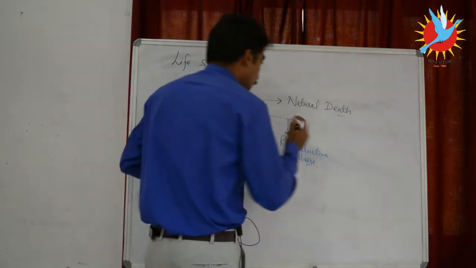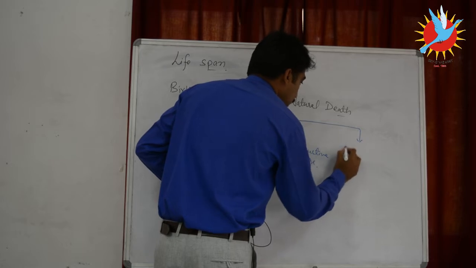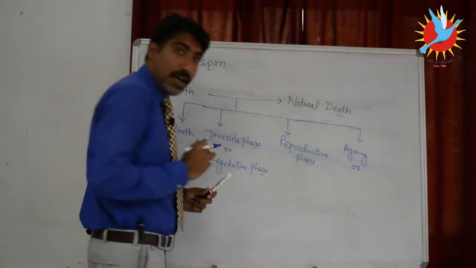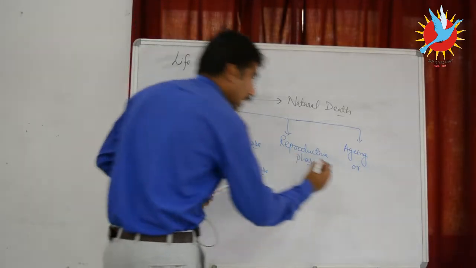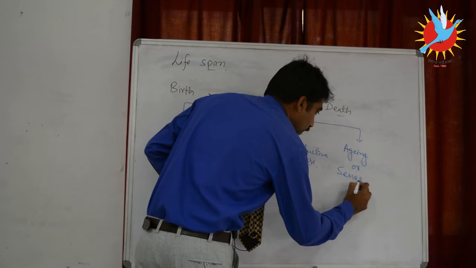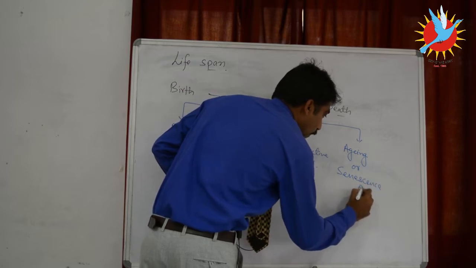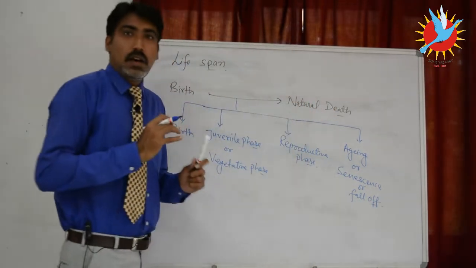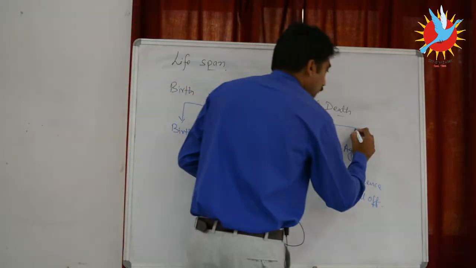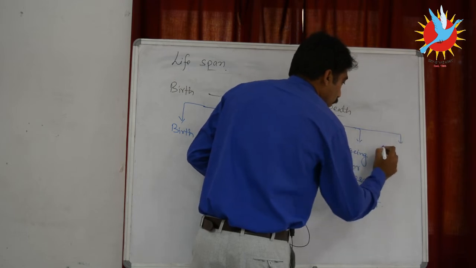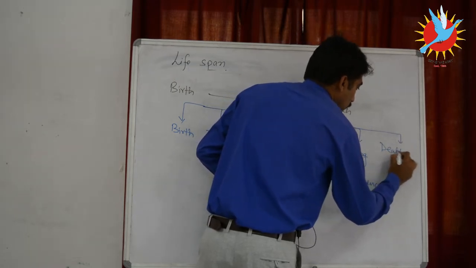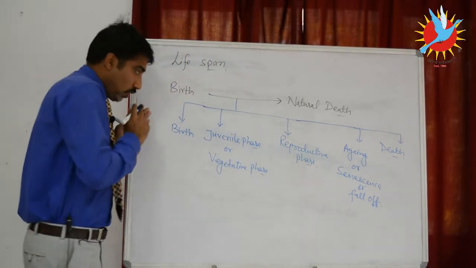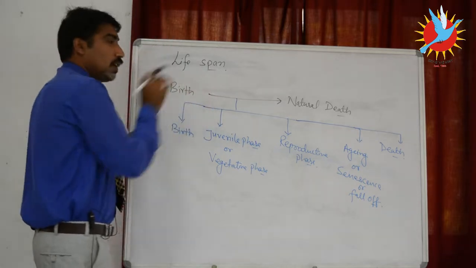After the reproductive phase, the next phase in animals is known as aging, or in plants, the same phase is known as senescence, or fall off. So basically this is the aging phase, and after aging everybody knows what happens: death. So these are the different phases through which an individual has to go during its lifespan.